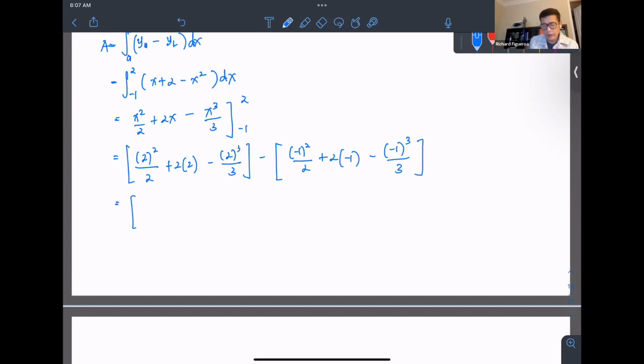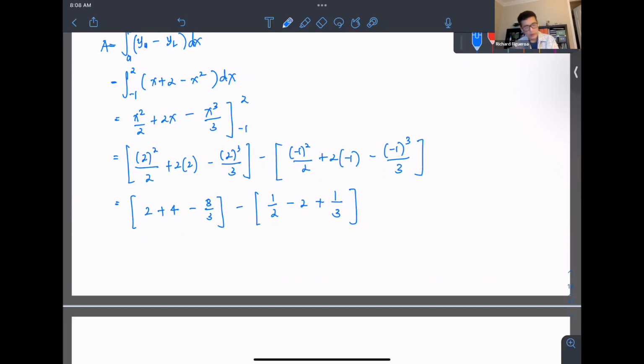So this makes it 2 squared is 4. 4 divided by 2 is 2. And 2 times 2 is 4. And then minus, 2 raised to 3 is 2, 4, 8. So 8 all over 3. And the other one, we have -1 raised to 2, it's +1, so 1/2. Then minus 2. And then -1 raised to 3 is -1. So that makes it +1/3.